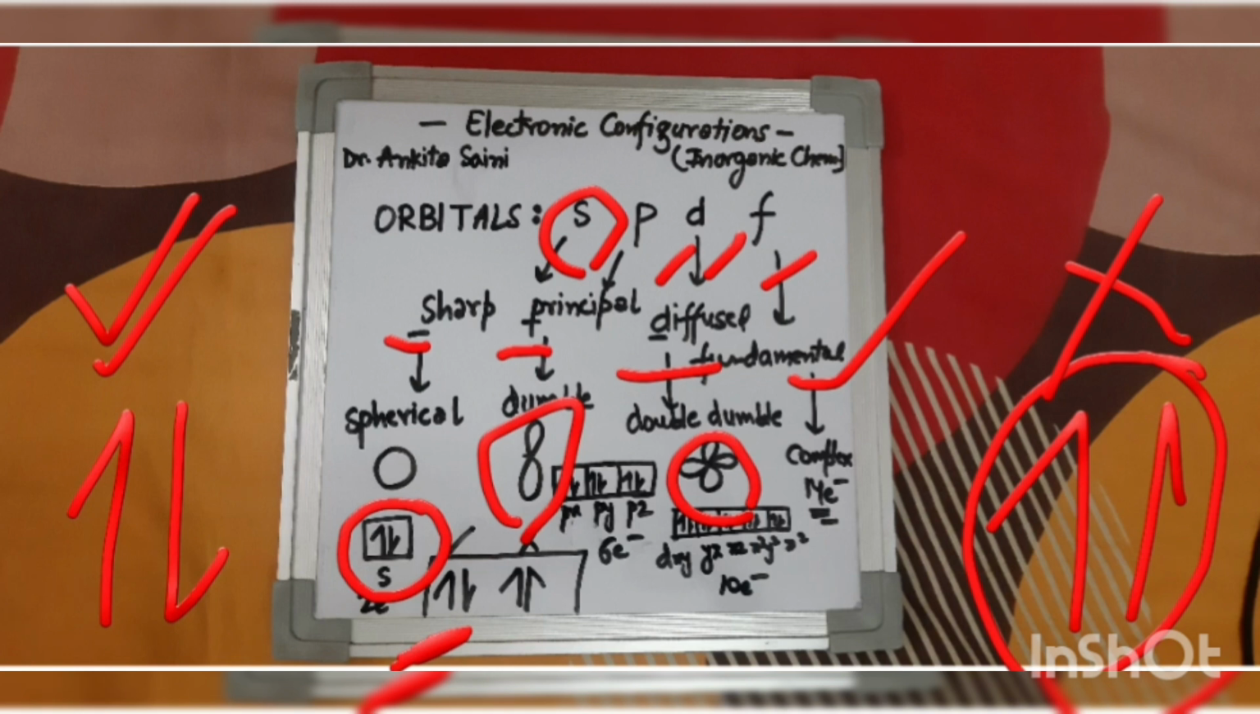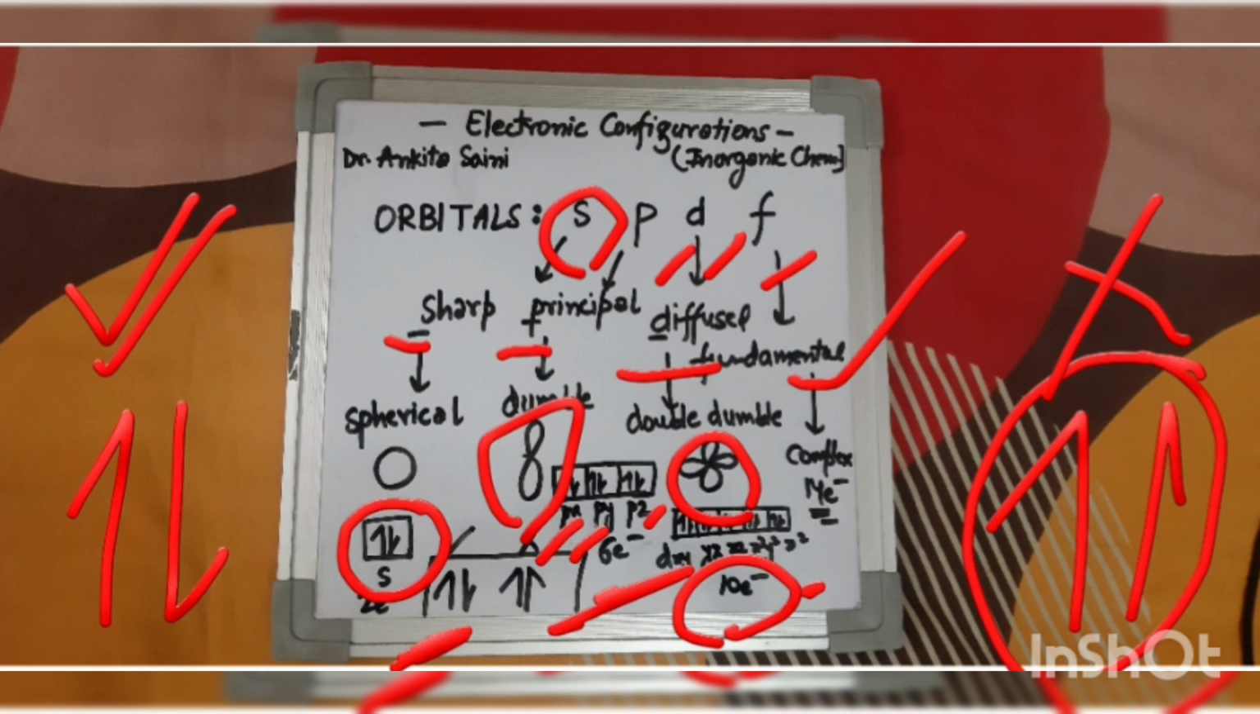Next, in s we can have one suborbital, so that can occupy two electrons. In p we have three types of orientation: on the x-axis, y-axis and z-axis. In each one we can occupy two electrons, so a maximum of 6 electrons can be occupied. Similarly in d, which has double dumbbell shape, we have 5 types of orientation: dxy, dyz, dxz, dx²-y² and dz², and we can have 10 electrons. And in the f orbital we can have a maximum of 14 electrons.